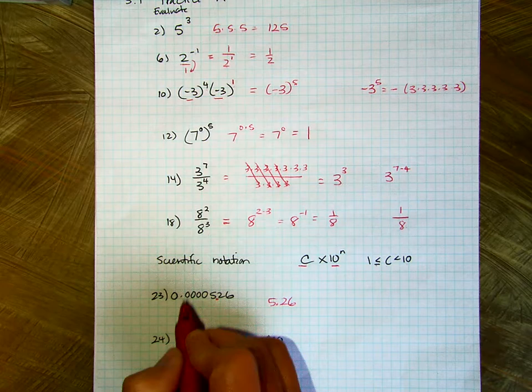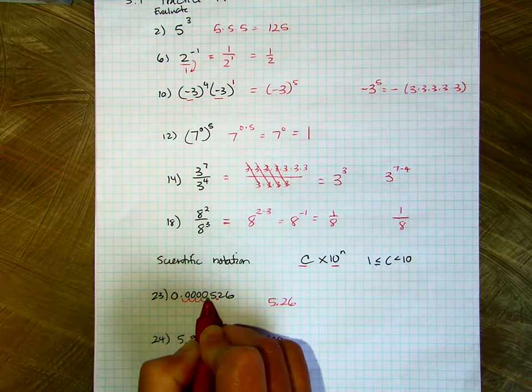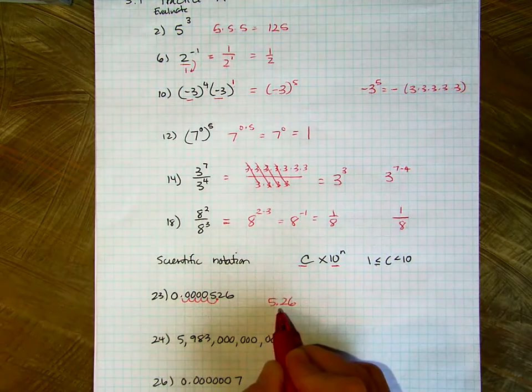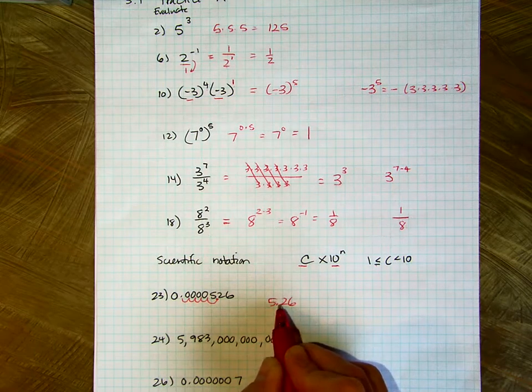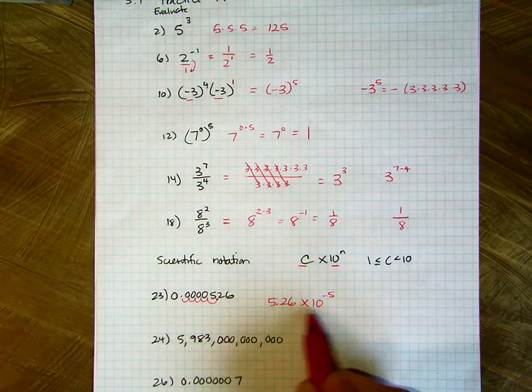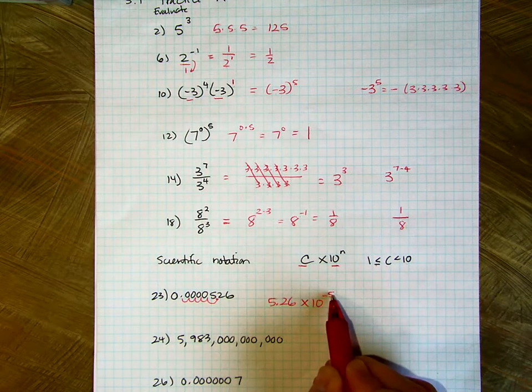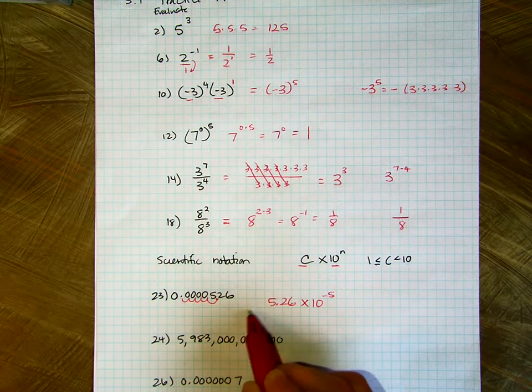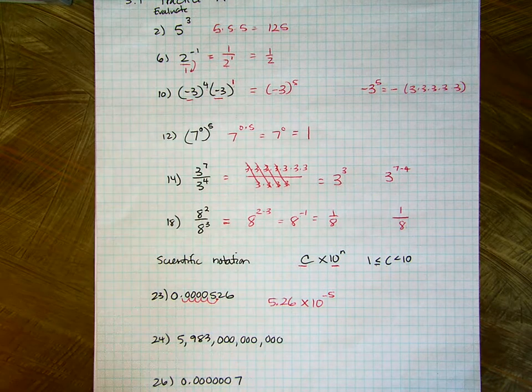So what have I just done? I have just moved the decimal point 1, 2, 3, 4, 5. I've just moved it 5 places to the right to get it there. So to compensate for that, I have to tell the person reading this that really that decimal point belongs 5 places to the left. So however you want to think about that.